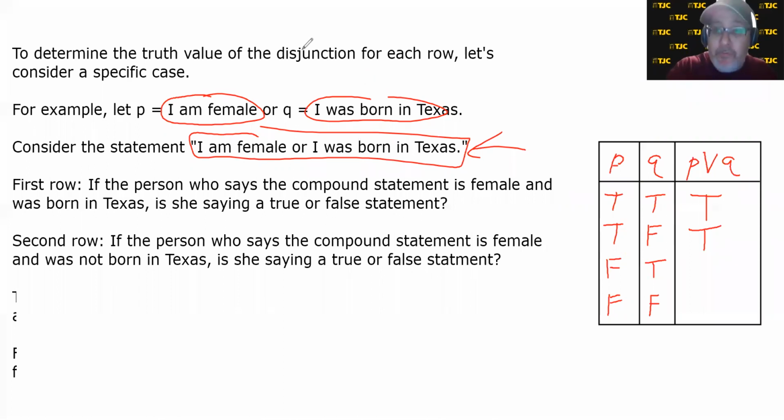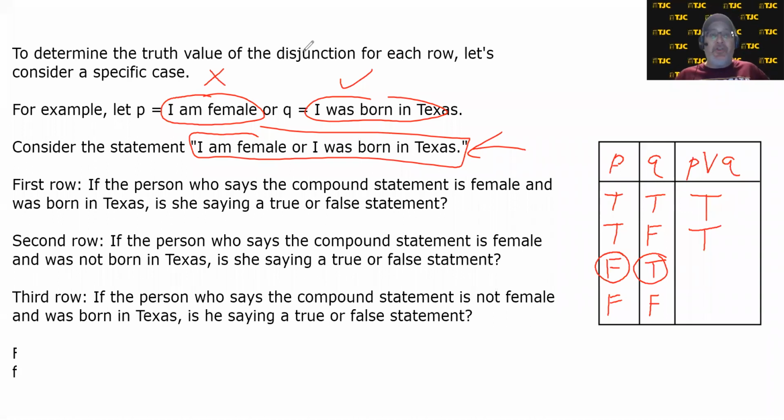The third row is when the first statement is false and the second one is true. So, picture somebody who is not female but was born in Texas. That's me. I am not female. I was born in Texas. If I say, I am female or I was born in Texas, am I telling the truth?